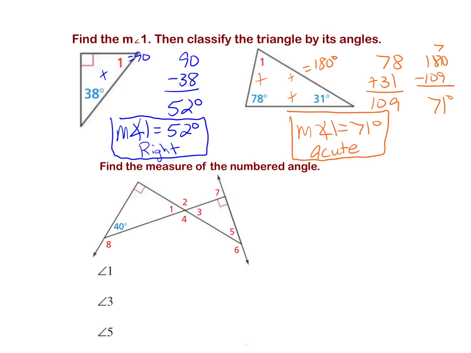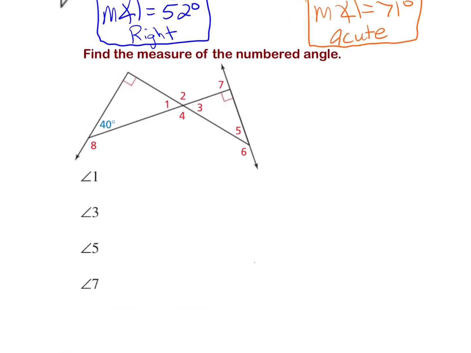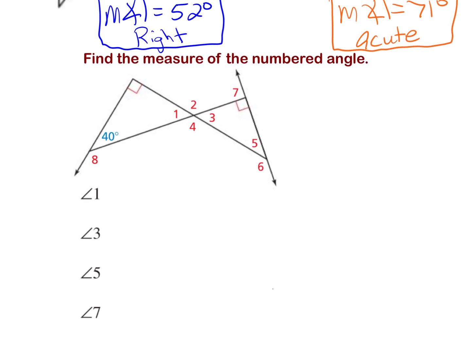All right. So let's keep going. So this one, find the measure of the numbered angles. You don't have to do them in order, but just work through and find the ones you know. So for example, number 1, I have 90 degrees, so I know that 40 plus angle 1 are going to add up to equal 90 degrees. So I'm just going to do 90 minus 40. And that tells me that angle 1 is going to equal 50 degrees.